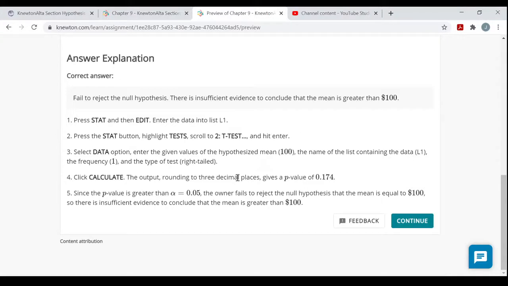And again, read through your answer explanations, please. Alright, so hopefully watching me do this or looking at more instruction, hopefully all that stuff helps you out when you're working on this stuff on your own.